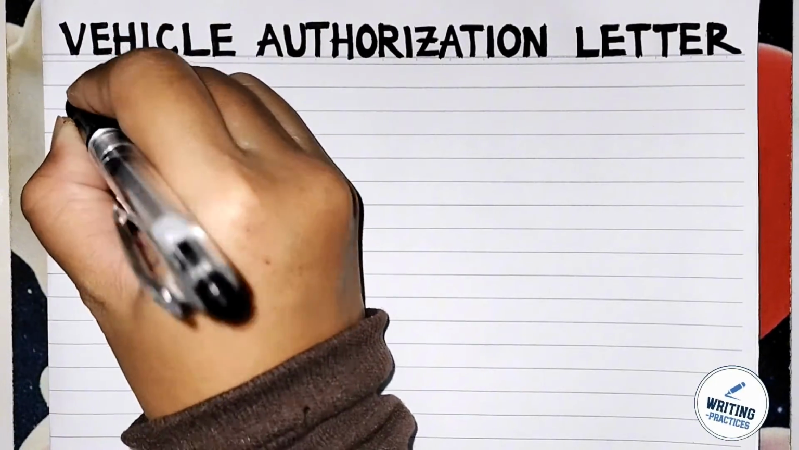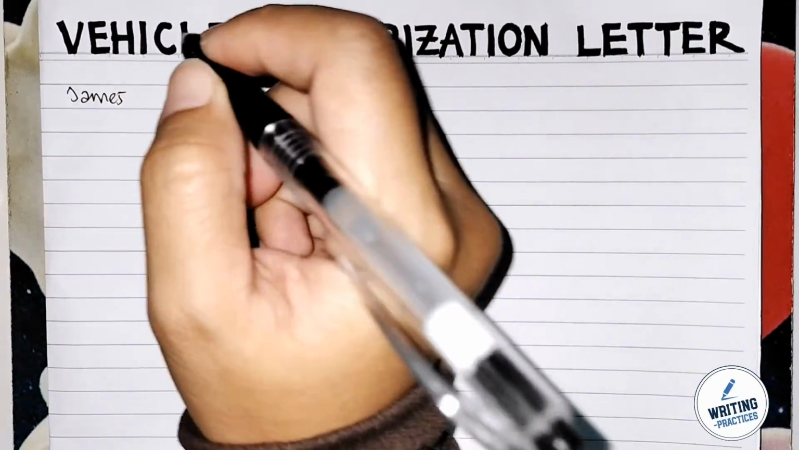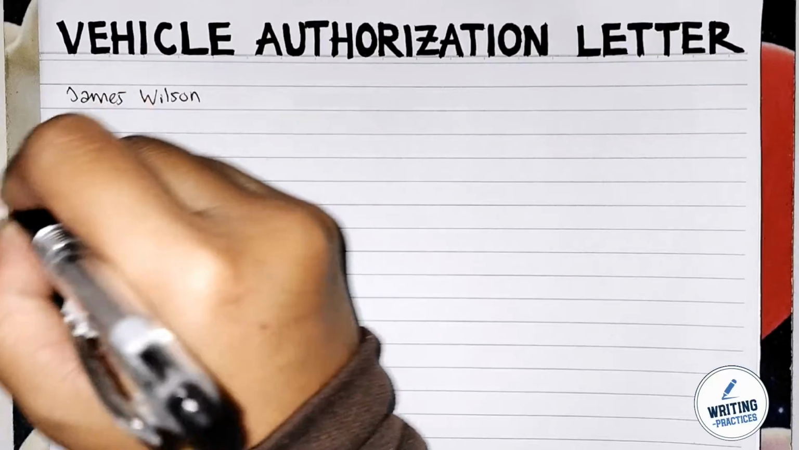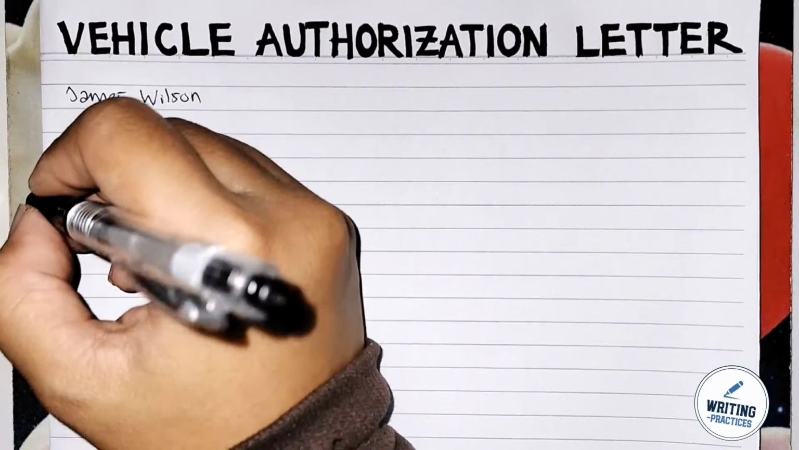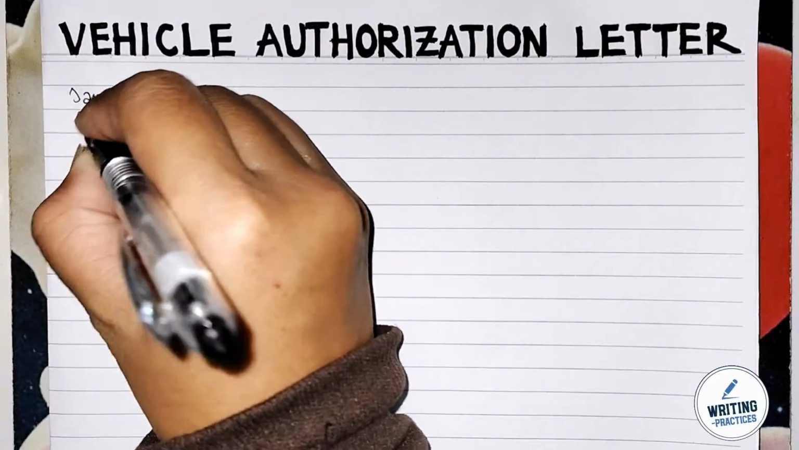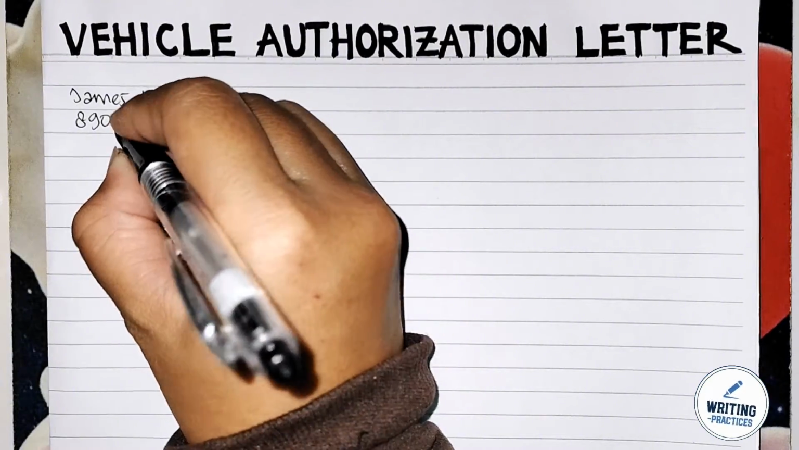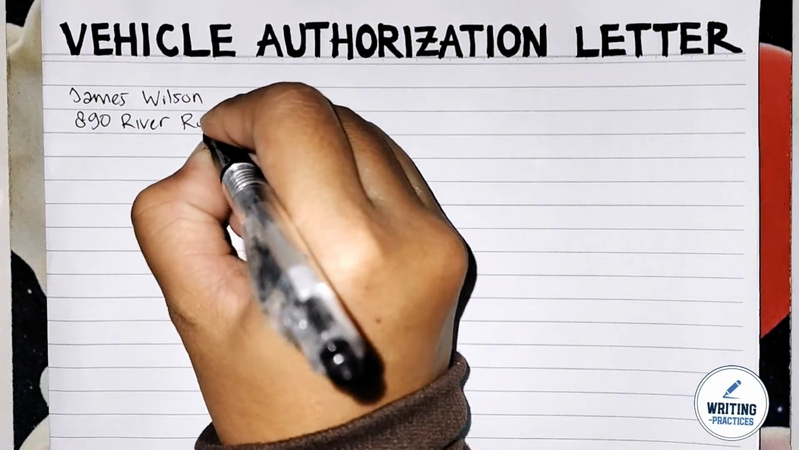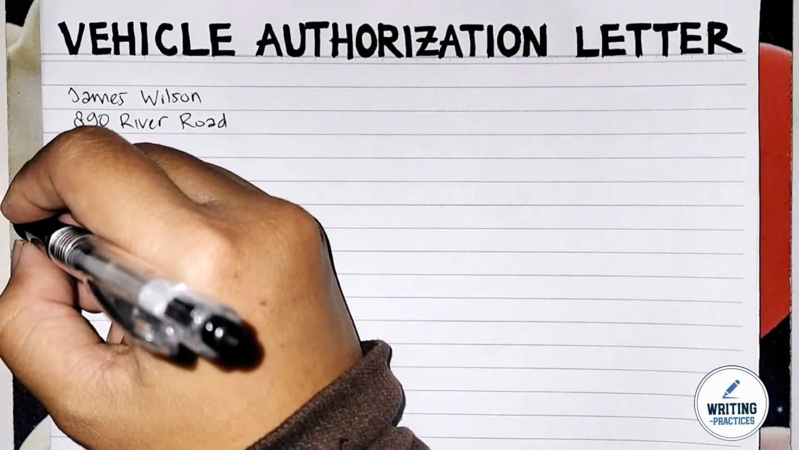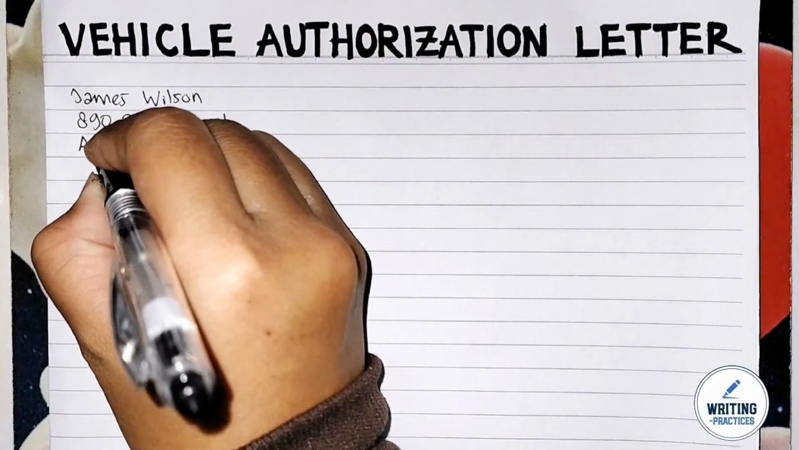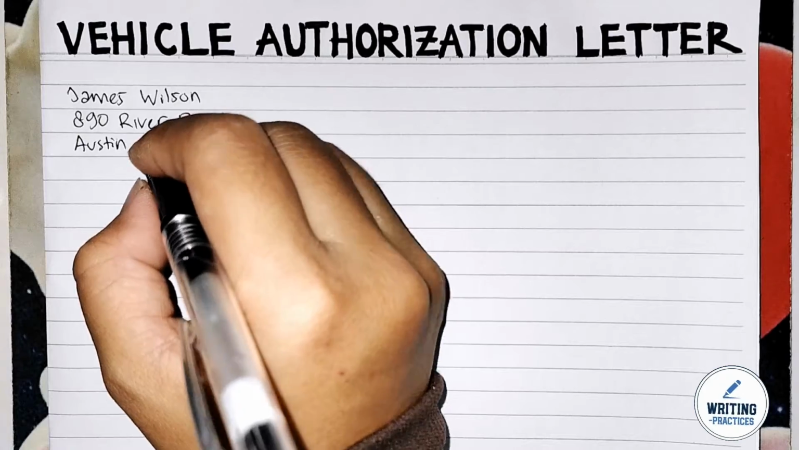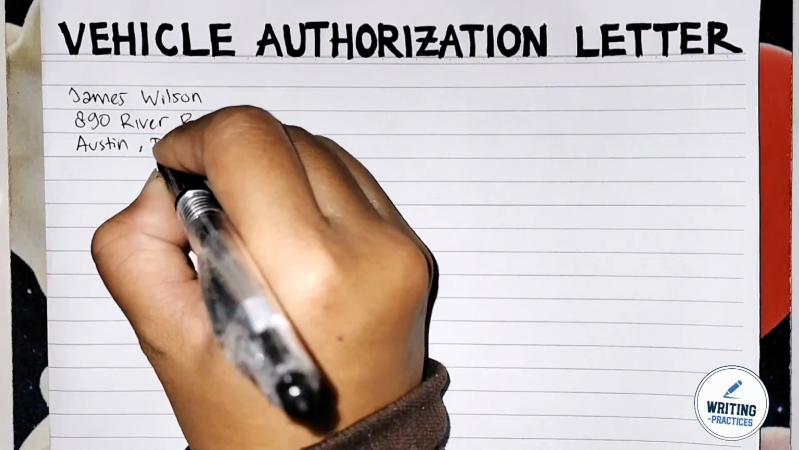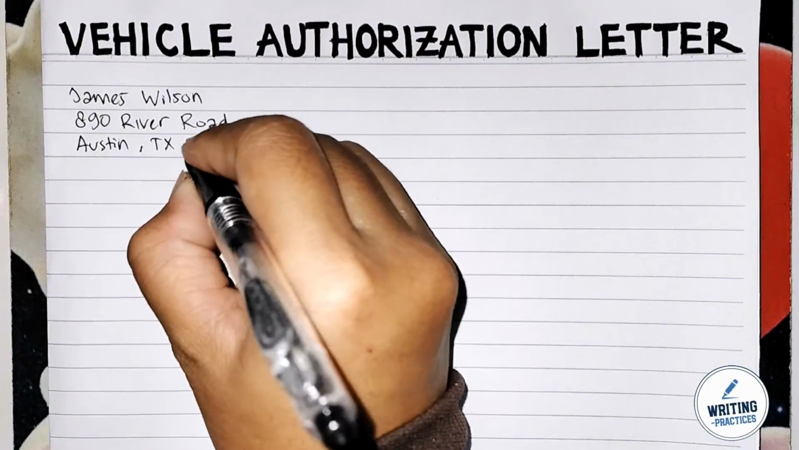Today, we are going to learn how to write an authorization letter for a vehicle. What is an authorization letter for a vehicle? A vehicle authorization letter is a formal document that grants permission to another individual or entity to use, drive, or manage a specific vehicle on behalf of the owner. This letter typically includes details about the vehicle, the person being authorized, the duration of the authorization, and any specific terms or conditions related to the use of the vehicle.